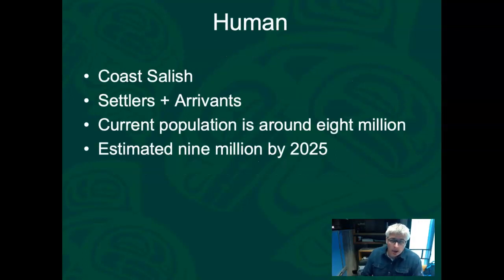And we'll spend a lecture talking about human populations and changes. I talked about a couple examples of Coast Salish management, and then how that's changed with settlers and arrivants. Our current population is around 8 million. We're estimated to grow to 9 million by 2025, which sounds, I guess, far off.